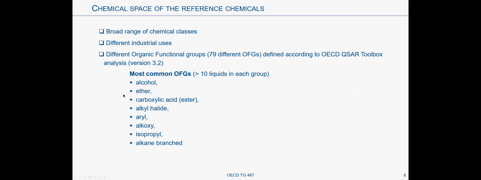Then the chemical space. So we had a broad range of chemical classes, different industrial uses, and 79 different organic functional groups were represented in the set of liquids. And here you see the list of OFGs that were most common. So it means that more than 10 liquids were represented for each of those OFGs.